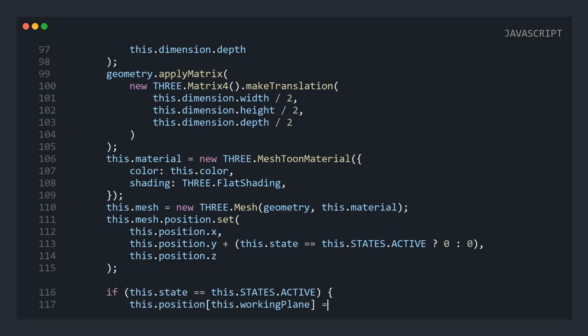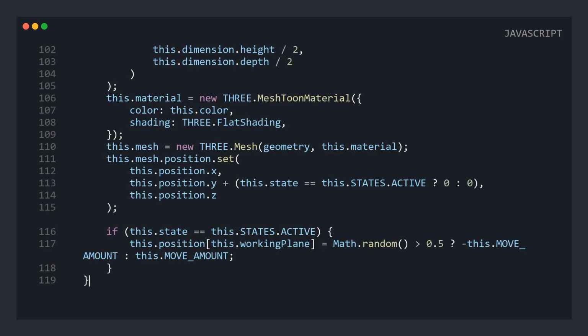If the block is active, this sets its starting spot on the working plane, either X or Z. Math.random less than 0.5 flips a coin. Heads, it goes left or back: move amount, which is -12. Tails, it goes right or forward: move amount, positive. This kicks off the block's side-to-side motion.